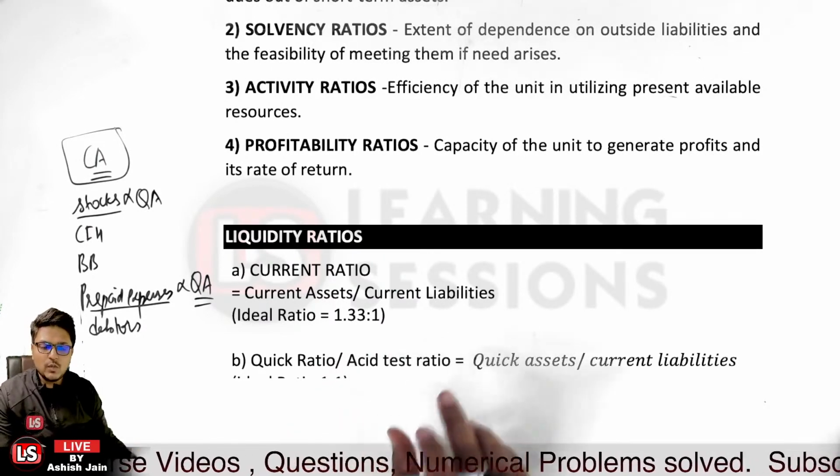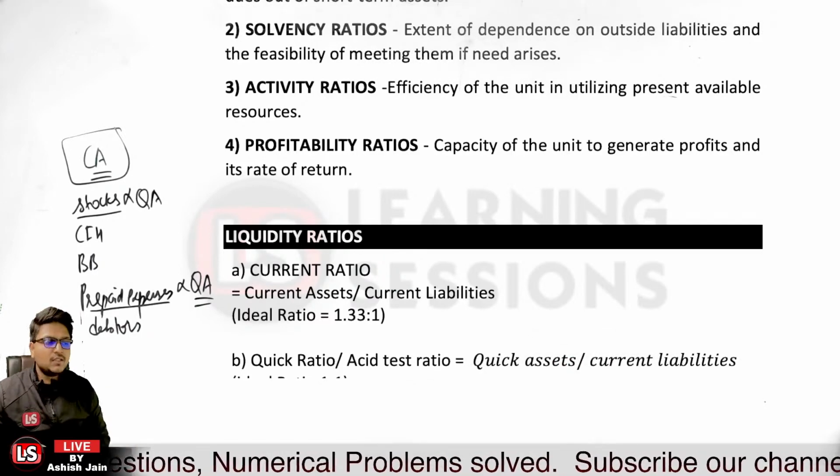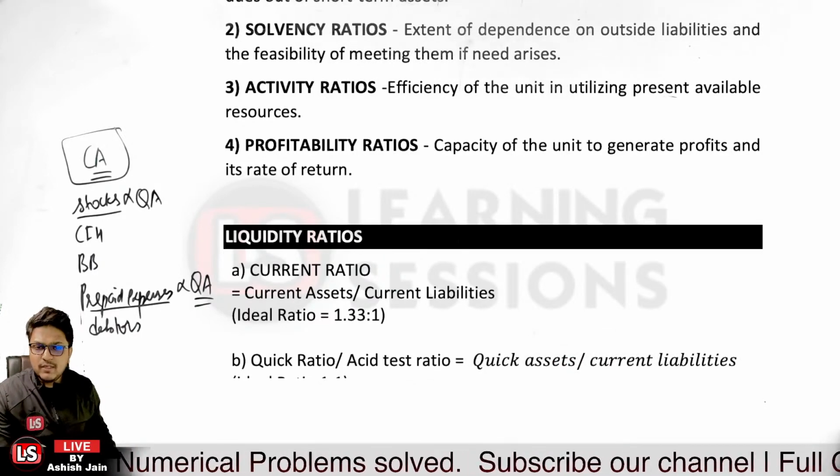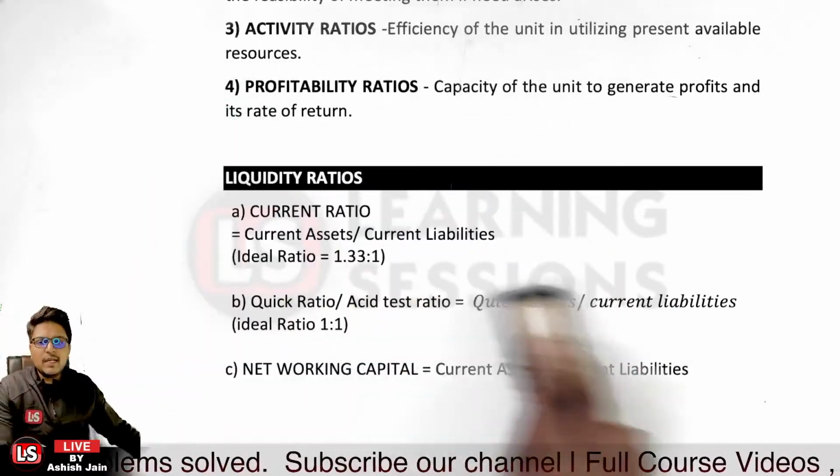So quick ratio is equal to what? It is equal to quick assets divided by the current liabilities, and ideally this ratio must be 1:1. It must be 1:1. The next one is related to the net working capital.